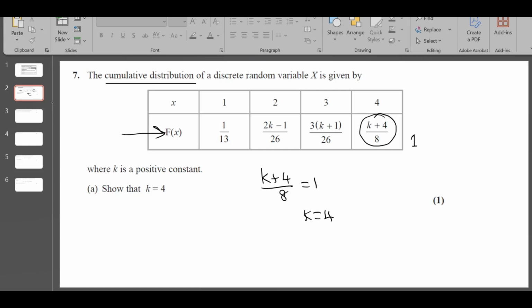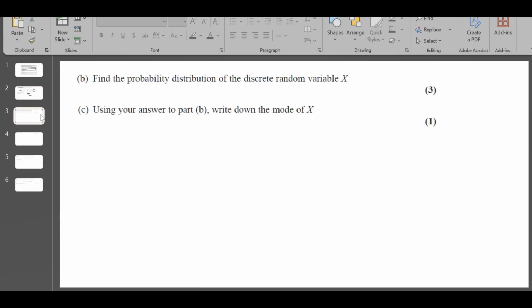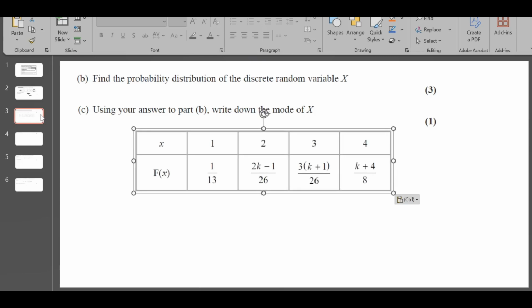Part B, find the probability distribution. So I'm going to put the table here. We have the cumulative, we need to find the probability now. First of all, use the value of k here and get these values. So 2k, k is 4, so 8 minus 1, so this is 7 over 26. Here k is 4, 15 over 26, and 26 over 26 is 1.